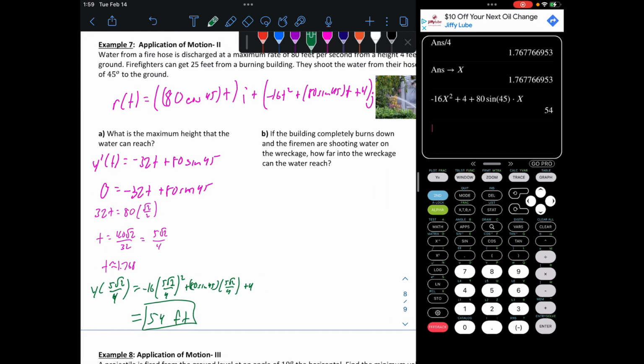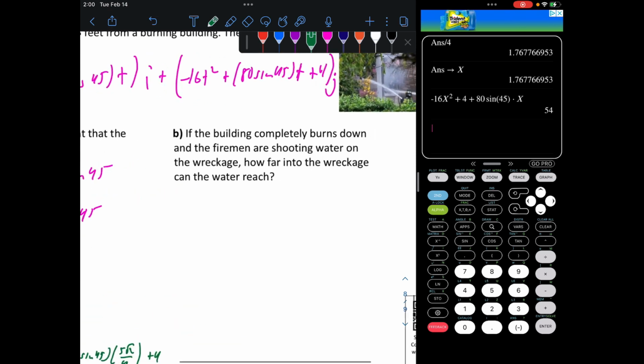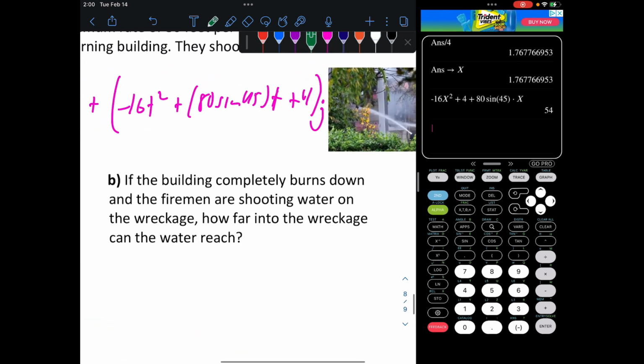The building completely burns down. The firemen are shooting water on the wreckage. How far into the wreckage can the water reach? So essentially we're asking for when the y value will be equal to 0. At the time that happens, what would our x value be? So we want to know when this will equal 0.